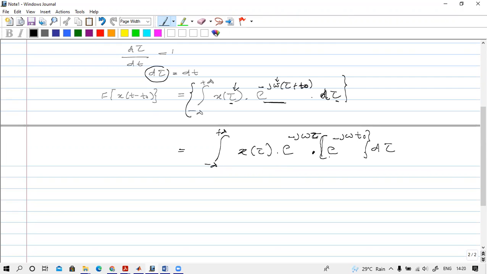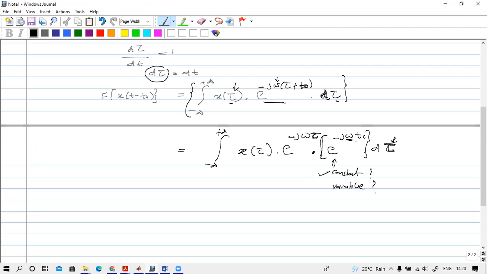Can anyone tell? Is this a constant or variable? So this is a constant, no? This term is a constant because now we look at this expression with respect to tau. Tau is the independent variable. Although this omega is a variable, we can consider it as a constant at this time.